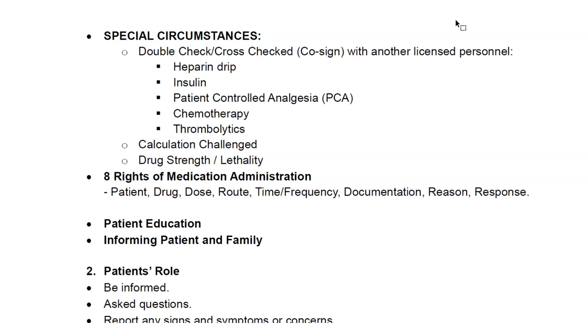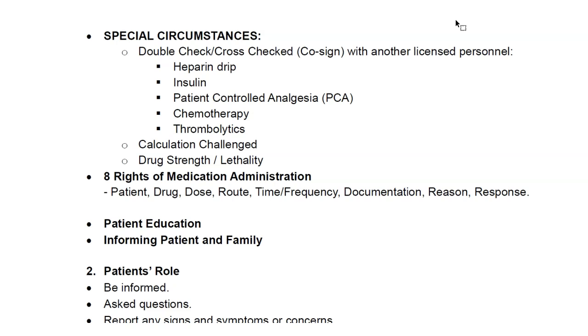Insulin needs to be double checked. Patient-controlled analgesia is a type of medication that is administered through a pump wherein the patient has the ability to press the button whenever they think that they need the medication. Just to clarify, this doesn't mean that all pain medications need to be co-signed. It's specifically patient-controlled analgesia, or PCA, medications that need to be co-signed. Another medication that needs to be co-signed is chemotherapy. Pretty straightforward. Chemotherapy is usually very toxic, so it is very important to make sure that we're giving the right dose, the right medication, and so on, and somebody else verifies it with us.